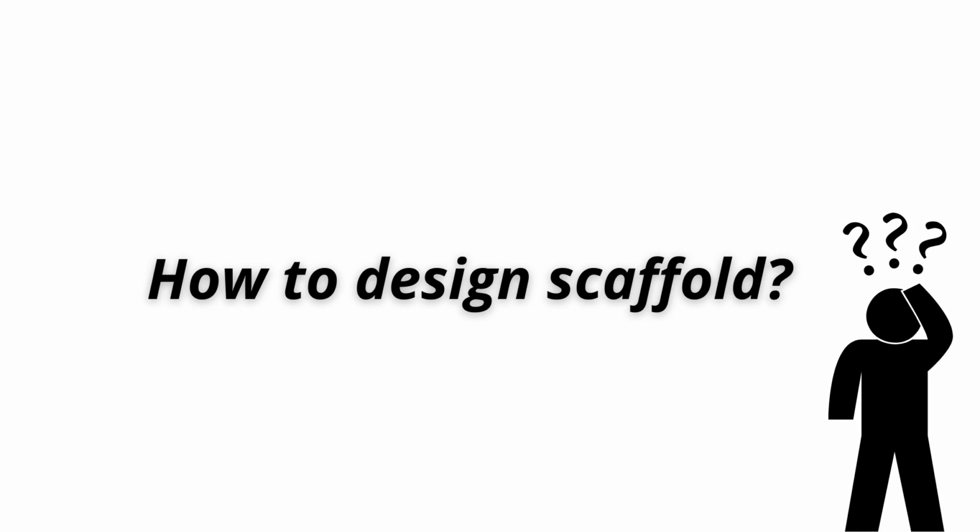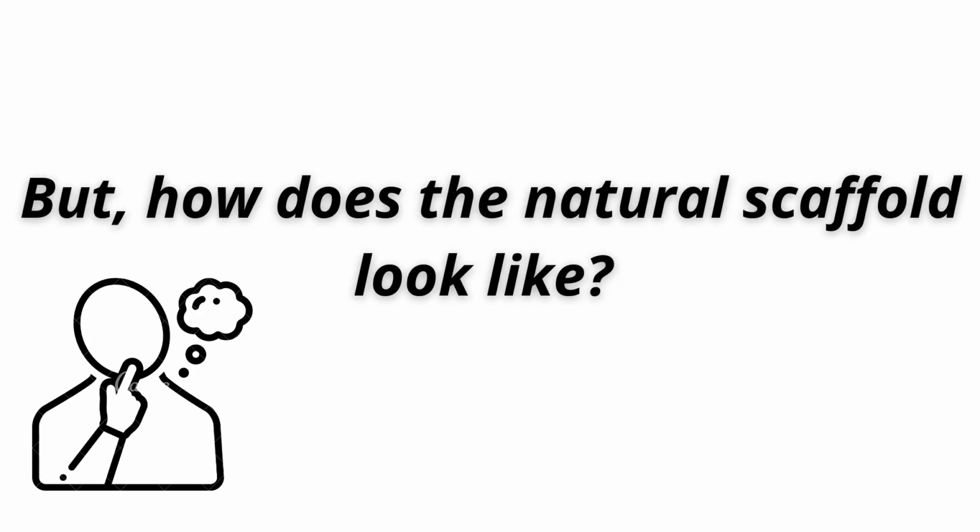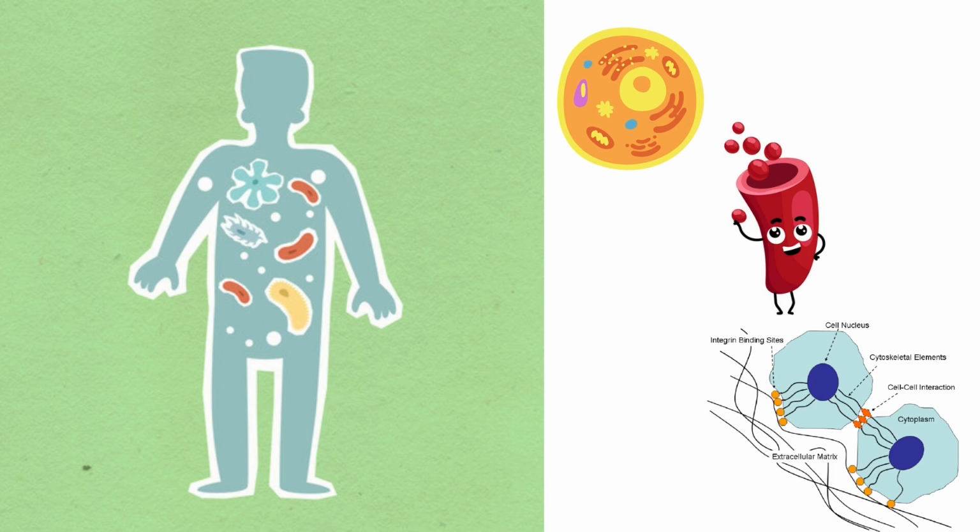Now we know that scaffold is important for 3D tissue engineering. How can we design scaffold? Simply, we have to mimic natural scaffolds. But wait, what does the natural scaffold look like? Let's take a look inside of a human's body. There are cells, blood vessels, and natural scaffold materials called extracellular matrix or ECM. In fact, the ECM of the human body is a nanofiber gel network composed of several structural proteins.